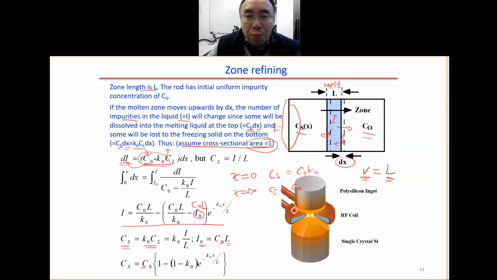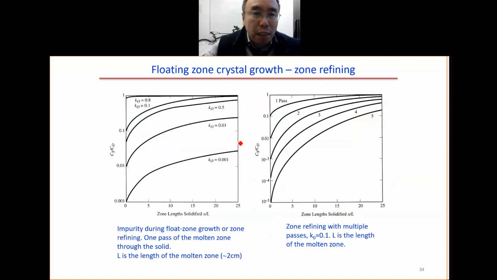That means it approaches a certain value. So at the beginning, Cs is reduced by this factor here. At the very end, it approaches C0. So the curve will be something like this. So you can see it here. At x over L, x equal to 0, the ratio between the solid and the original doping is equal to K0. So this is 0.8, 0.1. This one should be 0.05, not 0.5, 0.01.